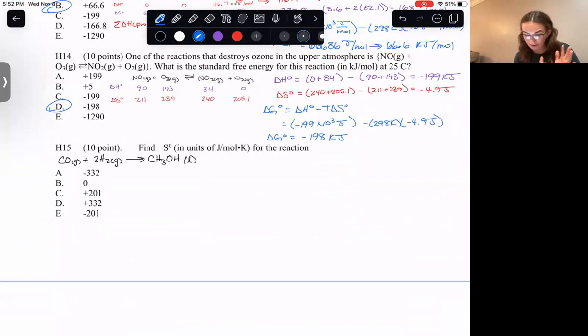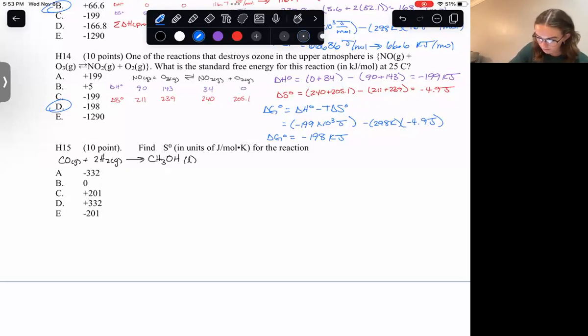Question 15. We have find S naught in units of joules per mole Kelvin for the reaction CO plus 2H2 goes to methanol. Can someone tell me how we're going to solve this question? Yep, so we can still use the chart, right? We just did this 2 times in question 13 and 14, but this time we're just trying to solve for delta S. We don't need to find delta G or delta H.